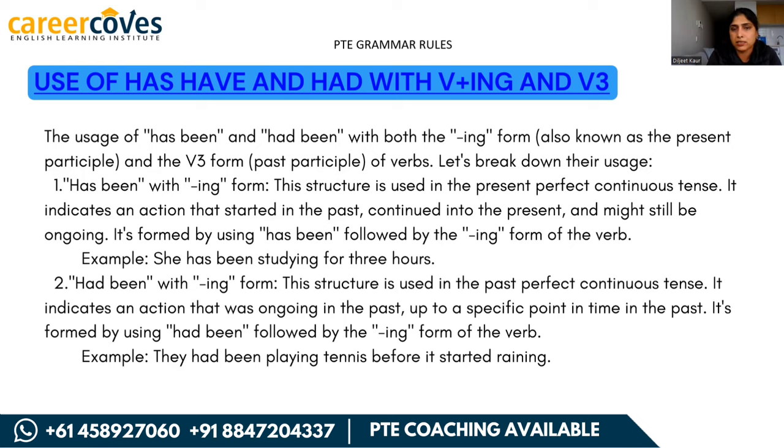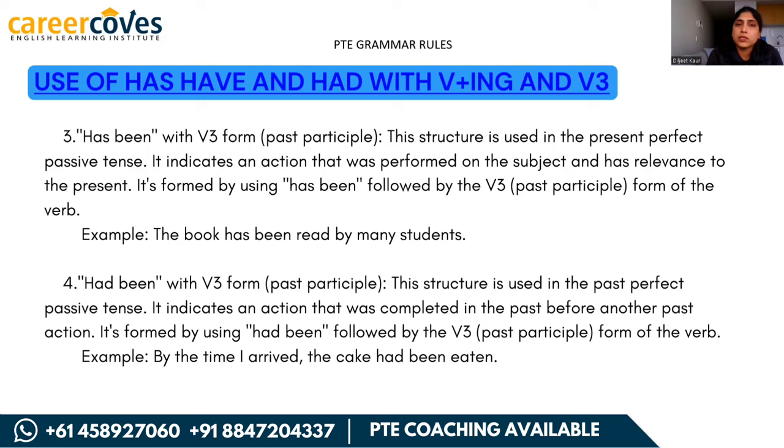So had been is the past perfect continuous tense. It indicates an action that was ongoing in the past up to a specific point in time in the past. It's formed by using had been followed by the ing form of the verb. For example, they had been playing tennis before it started raining. So you can say it is indicating an action that was ongoing in the past, had been playing, up to a specific point in time before it started raining. So it is a specific point in time in the past.